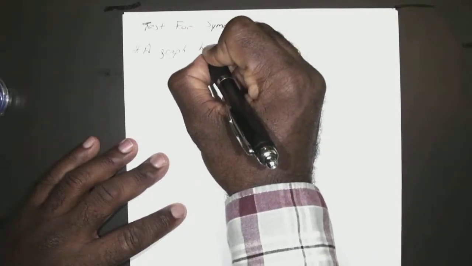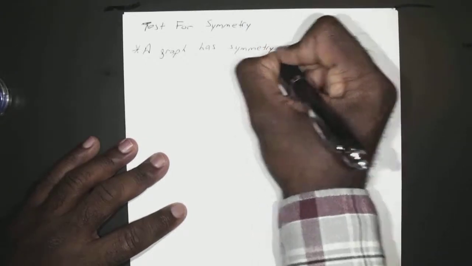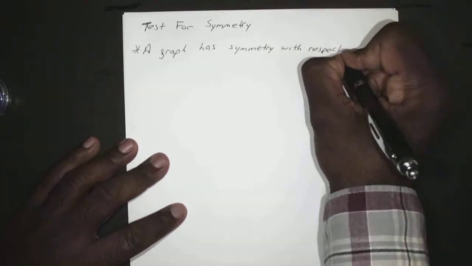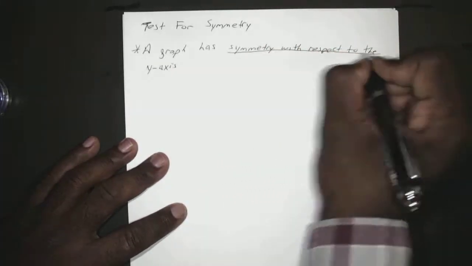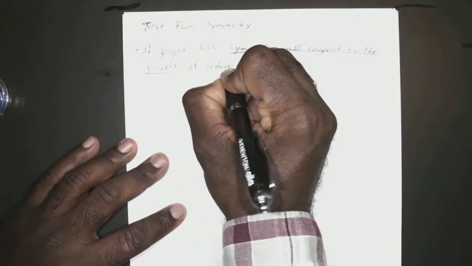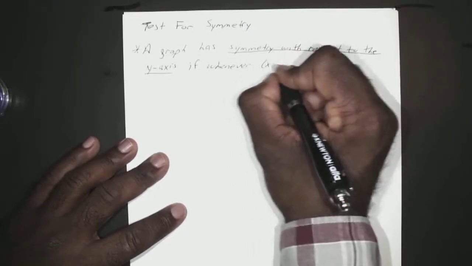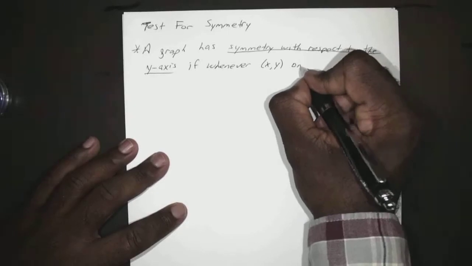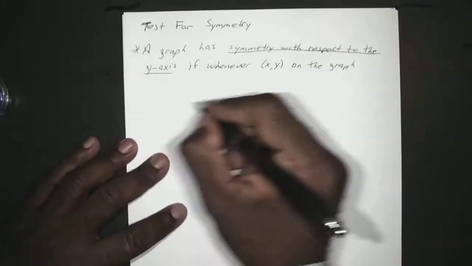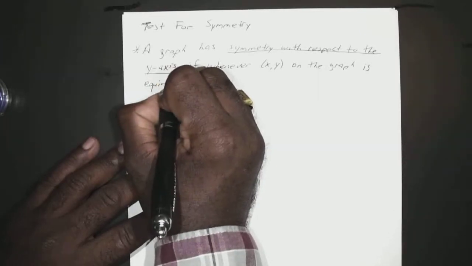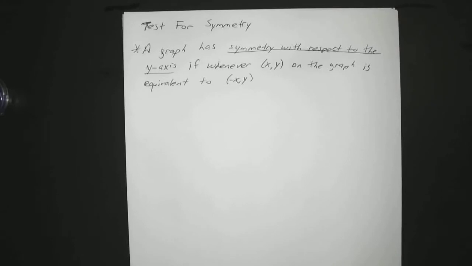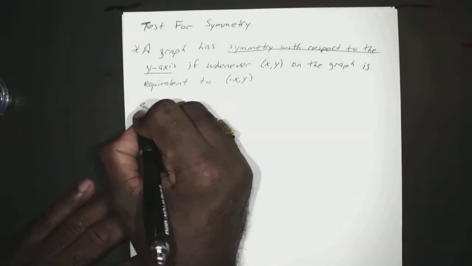So a graph has symmetry with respect to the y-axis if whenever any point on the graph is x, y, or you can say equivalent to negative x comma y. So whenever you have an x value, your y value for that x value is the same y value for the negative x value. So let's say if we want to draw a quick example.